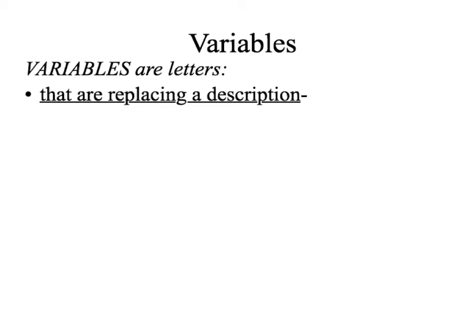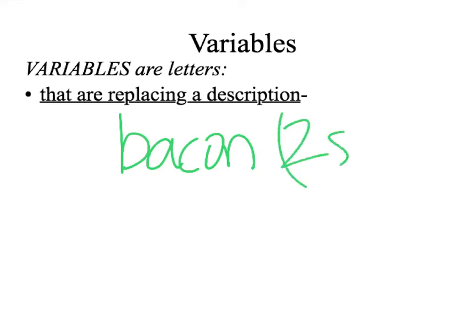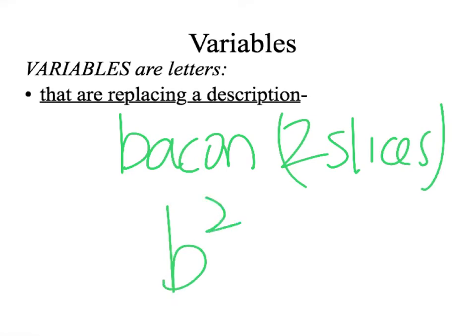Variables, we use that term a lot in algebra, but variables are letters that are replacing a description. So for example, today we talked about bacon, and instead of saying the words, which stood for 2 slices of bacon, we used the variable b squared to stand for that.